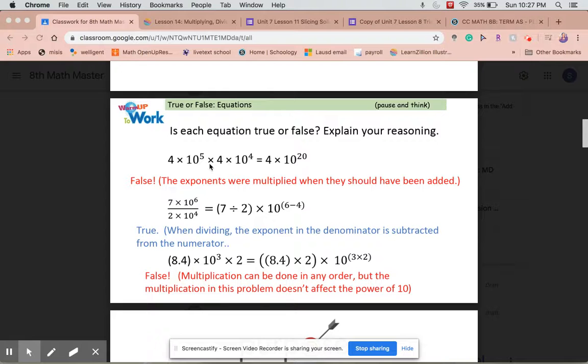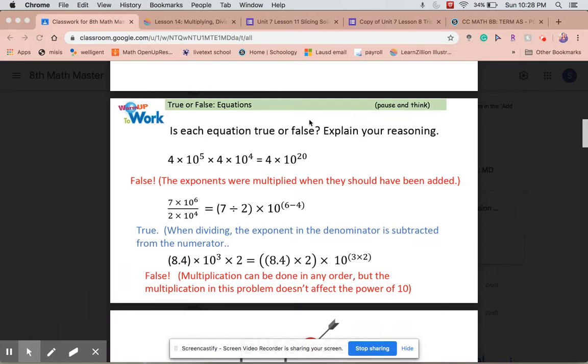All right, guys. So you just learned what scientific notation was before spring break. So now you are going to learn how to multiply and divide scientific notations, basically. Okay. So we'll go over some things, go over a warm up, go over some activities, and then you'll have a chance to practice it.